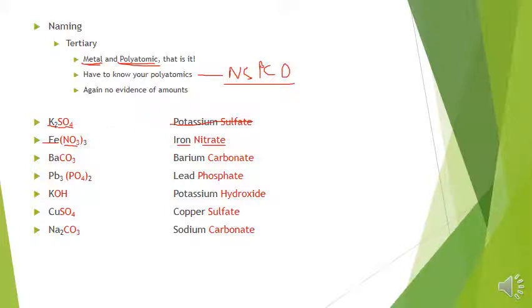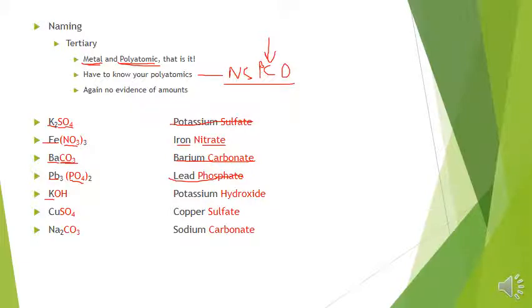So right now we're just not going to have the charges. So this guy is barium. We know it's tertiary because it has 3 elements, Ba, C, and O. So this guy over here has to be polyatomic, and it's one of our 5. It's carbonate: barium carbonate. Okay, Pb3(PO4)2. Okay, lead and phosphate. Lead phosphate.